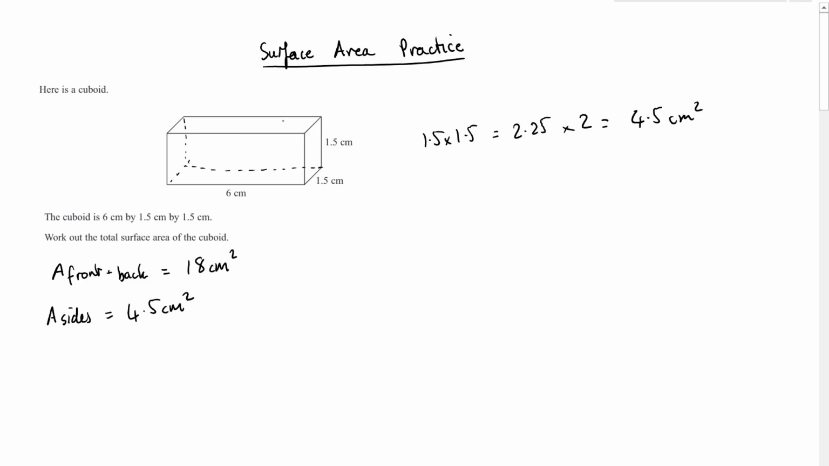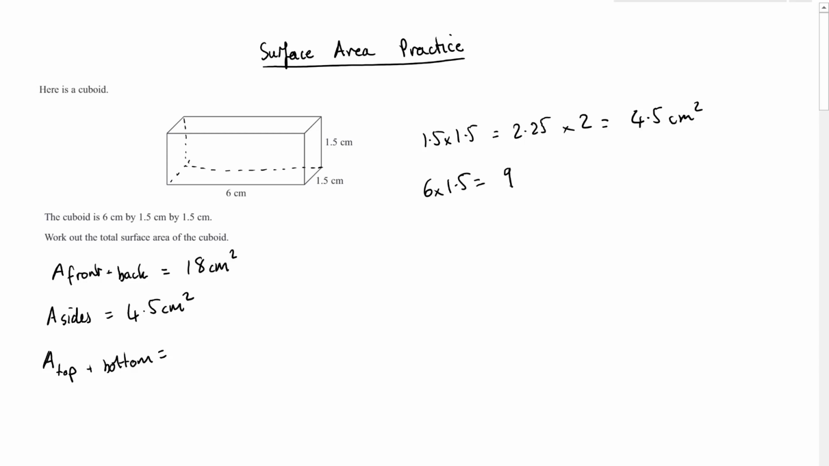And so we've got front and back, side, side. Now we just need to look at top and bottom. So the area of the top plus the bottom is, at the top we have a 6 centimeters by 1.5 centimeters, and 6 times 1.5 is going to give us 9 again.